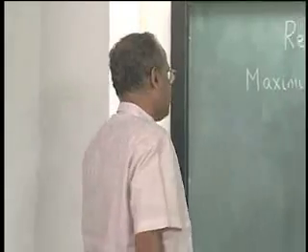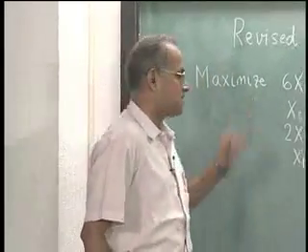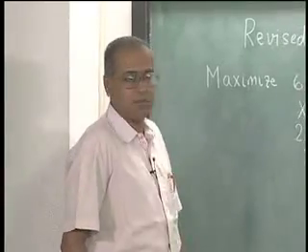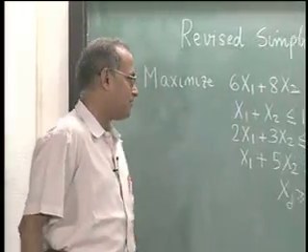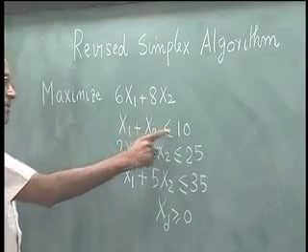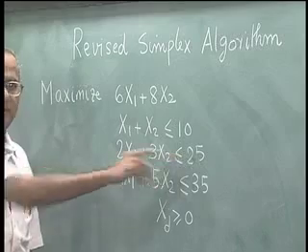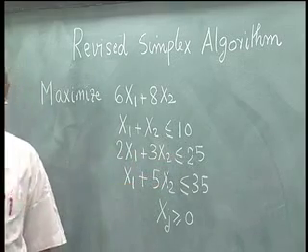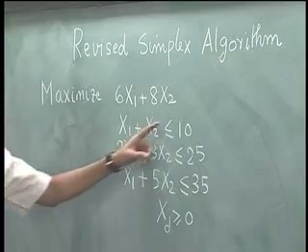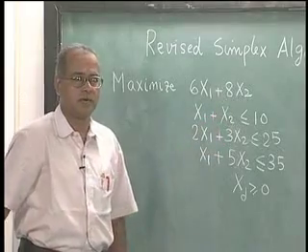We now explain the details of the revised simplex algorithm using this example. The example problem is to maximize 6x1 plus 8x2 subject to x1 plus x2 less than or equal to 10, 2x1 plus 3x2 less than or equal to 25 and x1 plus 5x2 less than or equal to 35. We have 3 inequalities and all 3 are of the less than or equal to type.